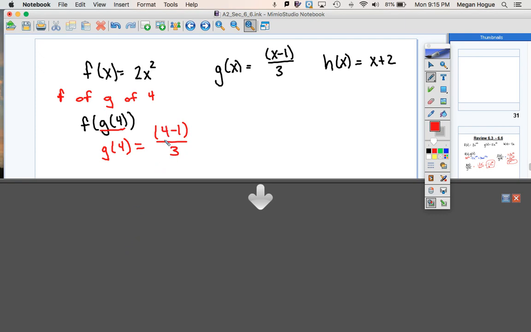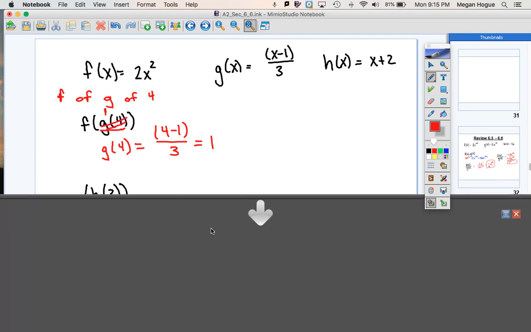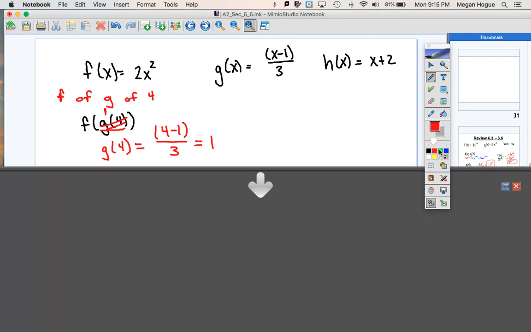Do it in our head, in our calculator. If you're using your calculator, you got to have the parentheses up there. In my head, that's 3 divided by 3, so I get 1. Well, remember that 1 replaces g of 4 because those are equal. So then what I'm going to do, I don't really have room there, I'll go over here, is this is telling me to do f of 1.